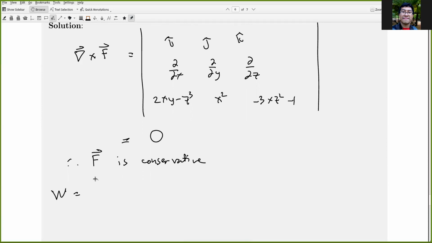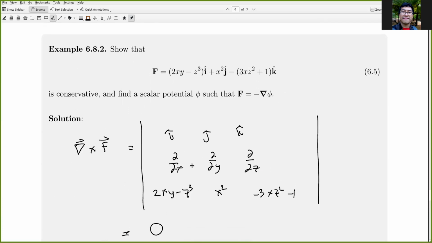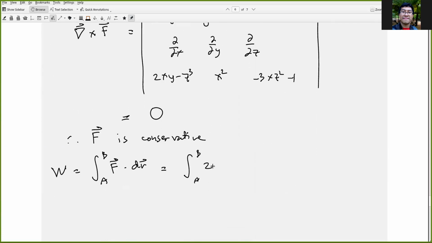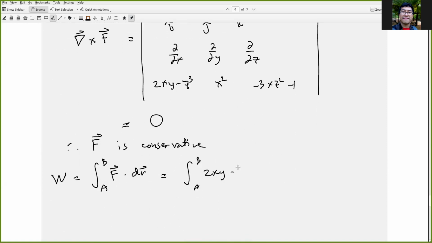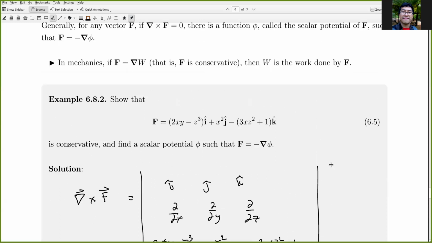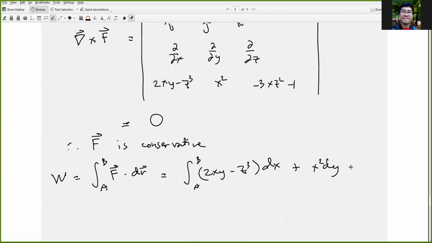So for w, from some endpoints a, b, f dot dr would be equal to, this is the x component, 2xy minus z cubed, dx, plus x squared dy, minus 3xz squared minus 1, dz.